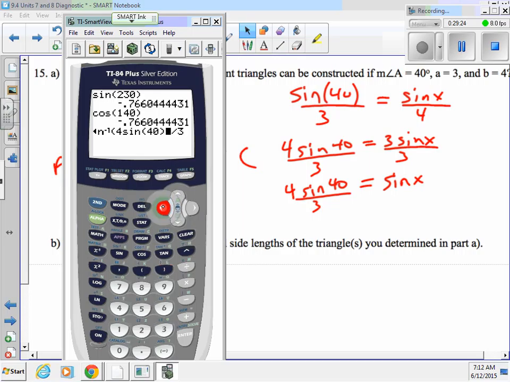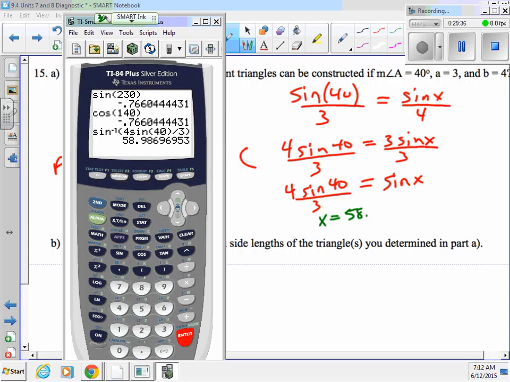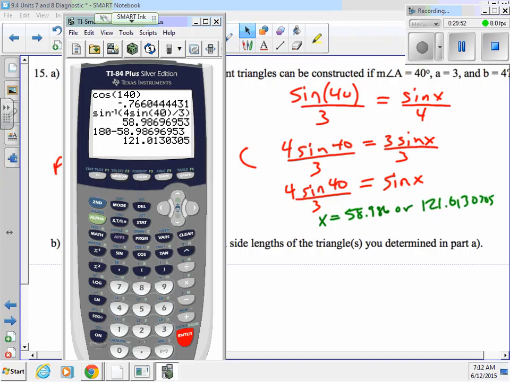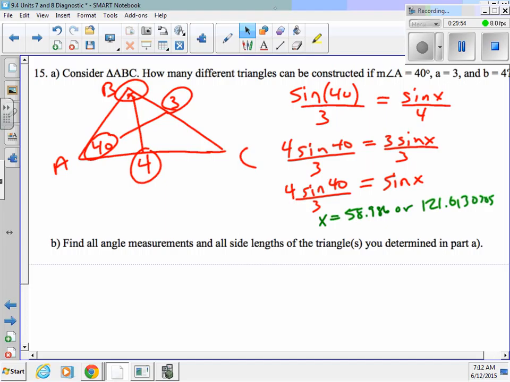Whoops, sorry, I shouldn't have put the second parentheses in here. Okay, I get 58.986. Now, that's not the only solution. X could be 58.986 or 180 minus that, because in the second quadrant, sine can be positive as well. So then I get 121.0130305, or whatever.